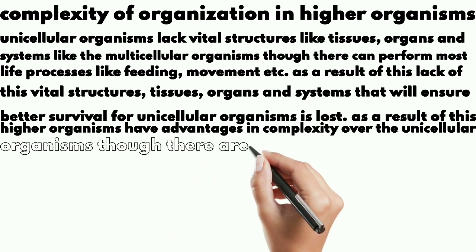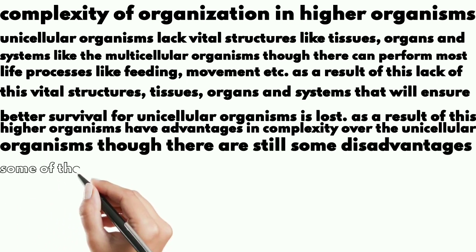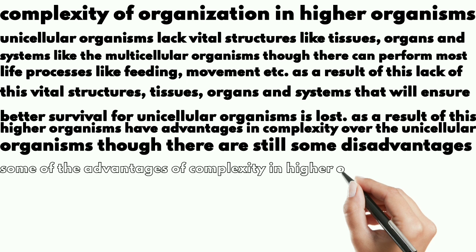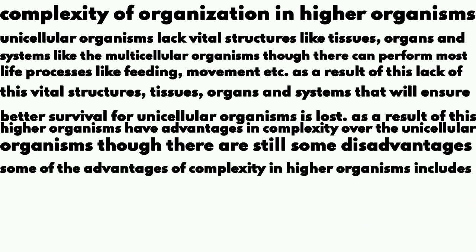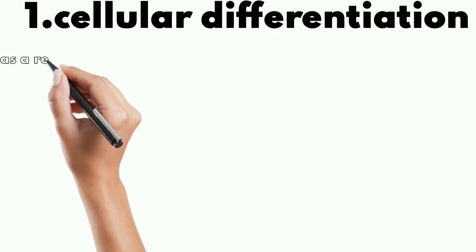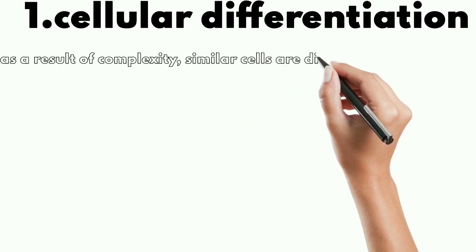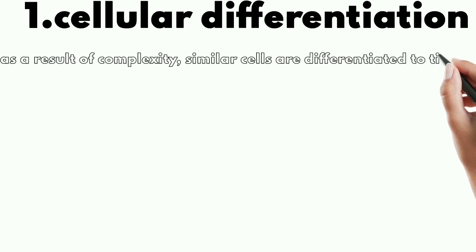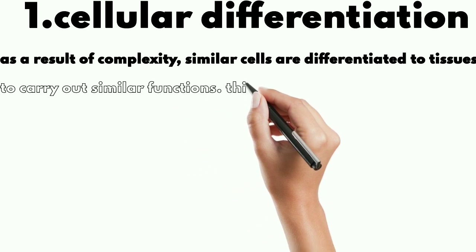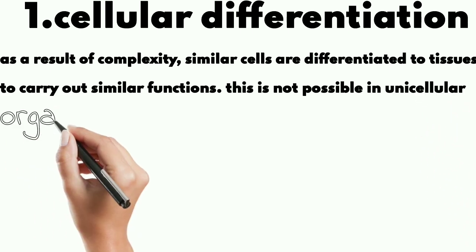Though there are still some disadvantages, some of the advantages of complexity in higher organisms include: 1. Cellular differentiation. As a result of complexity, similar cells are differentiated to tissue to carry out similar functions. This is not possible in unicellular organisms.